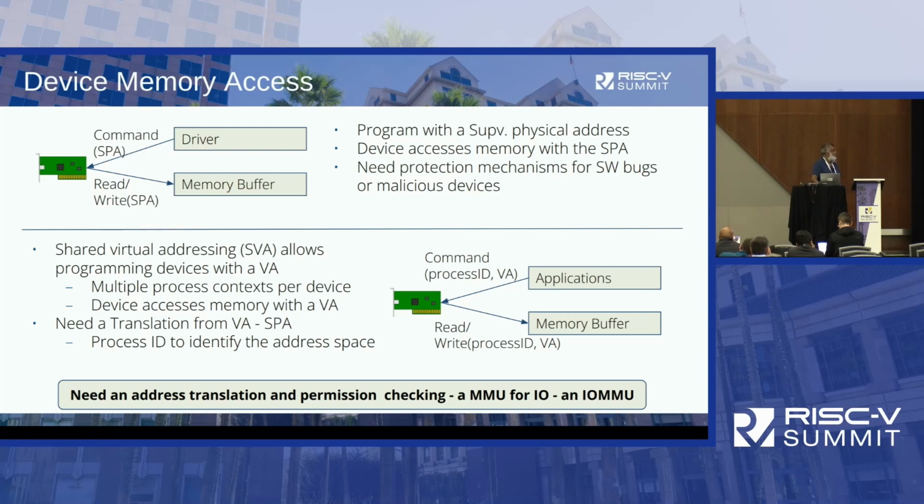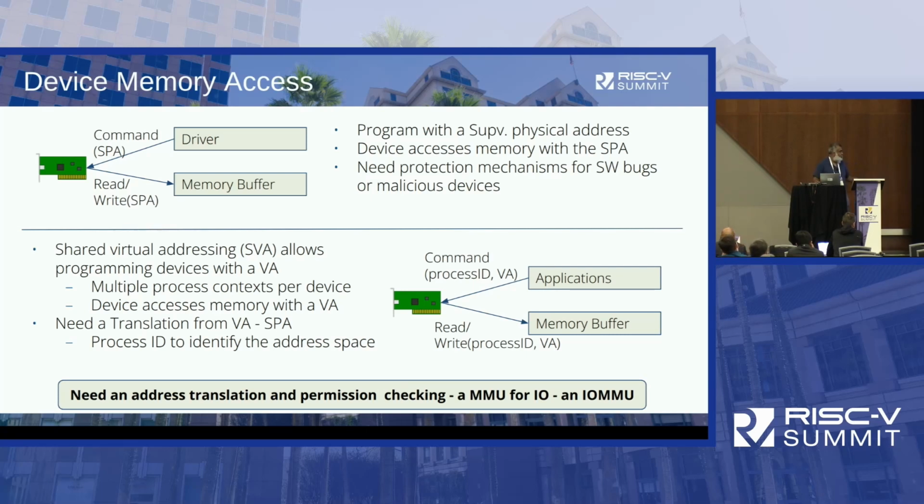Now, the thing to call out here is that in the case where you're using physical addresses for I/O, there's always this concern that the device might get misprogrammed by the driver with a bad physical address, and it might inadvertently trample on data structures that it was not supposed to access, or the device might be malicious and try to corrupt your memory. And when you're using virtual addresses, you need a way to translate that virtual address to a physical address so that the device can access the backing memory.